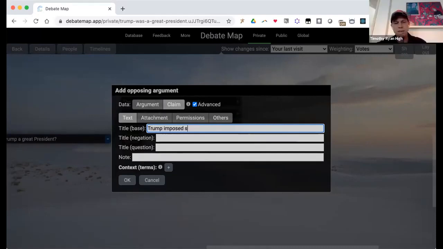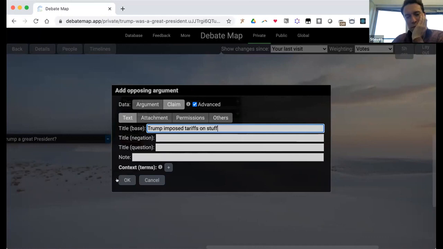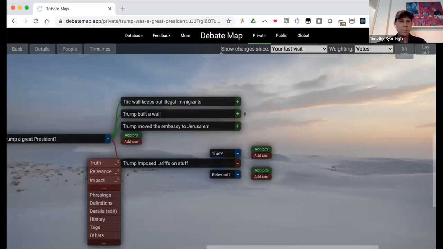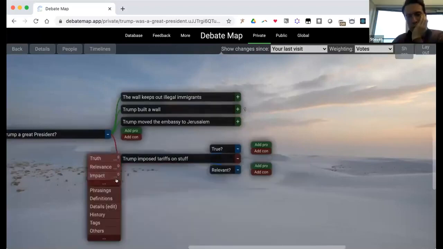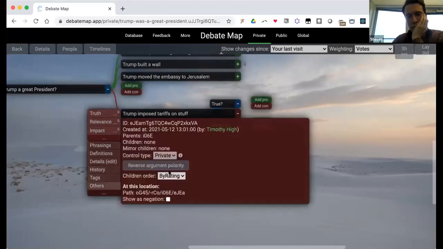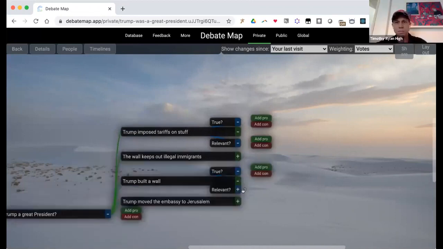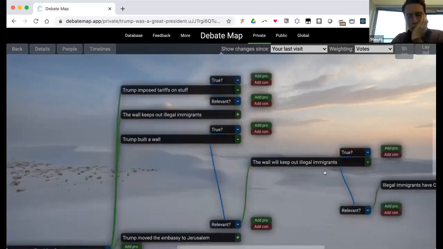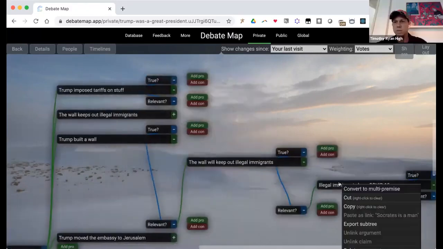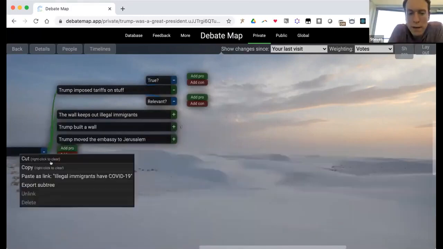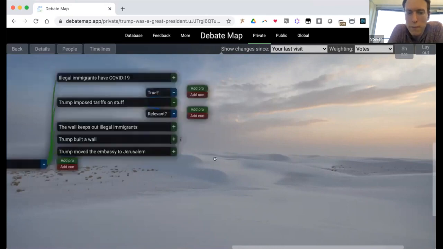No. But Trump imposed sanctions, tariffs on stuff, whatever. And now, oh, I put it on. Why did that become a con? Okay, and now Trump built a wall. This one you're saying should be side by side. So legal immigrants, copy. Yes, but you wouldn't add illegal immigrants, for example, on the base layer of Trump.